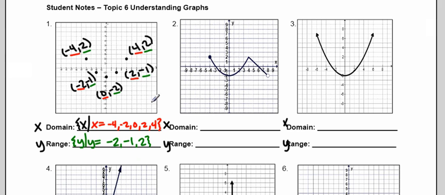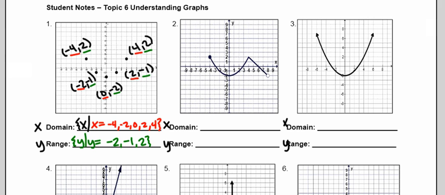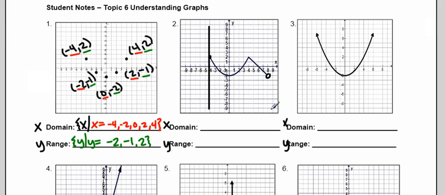But on number 2, we have a continuous graph. So we're going to do it a little bit differently. We need to box this graph in. So let's go ahead and box in the left side. Notice on the left side you have a solid dot. So let's draw a solid line through that left side. Now on the right side we have an open dot. And because our dot is open, we need to draw a dotted line through that side to show that open dot.